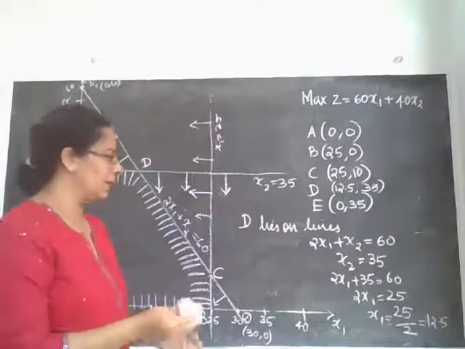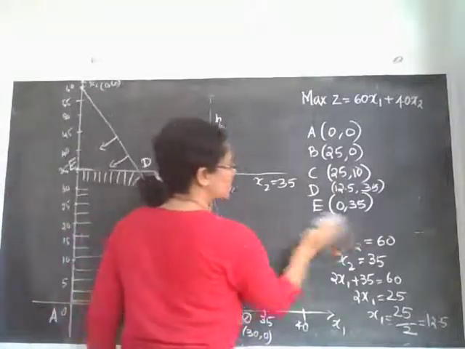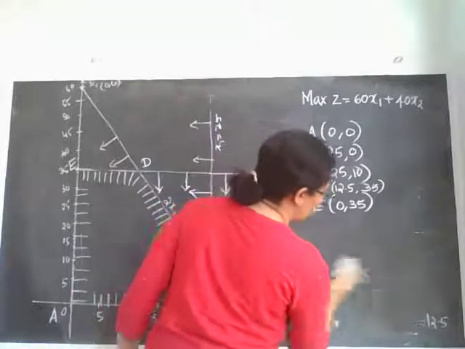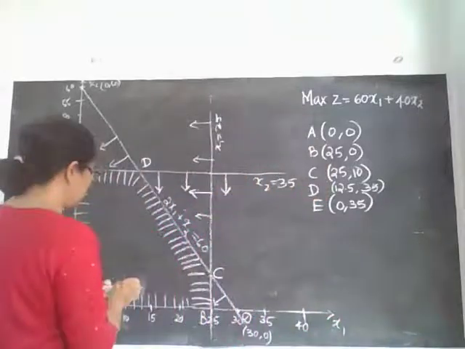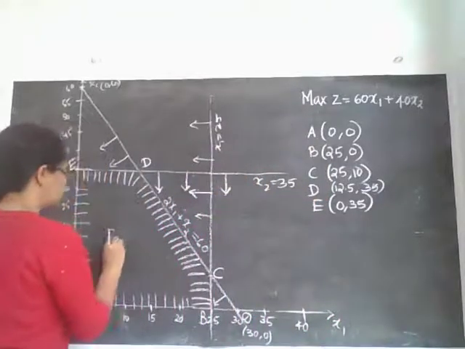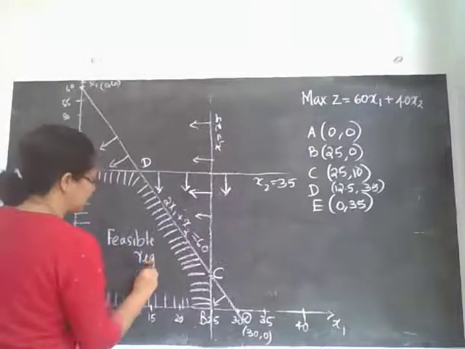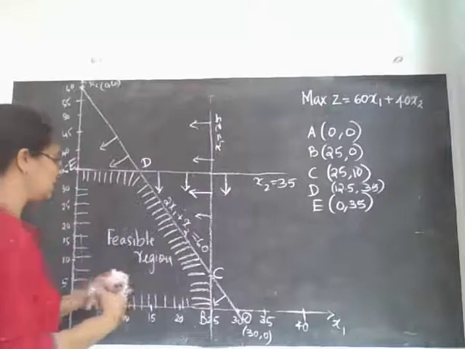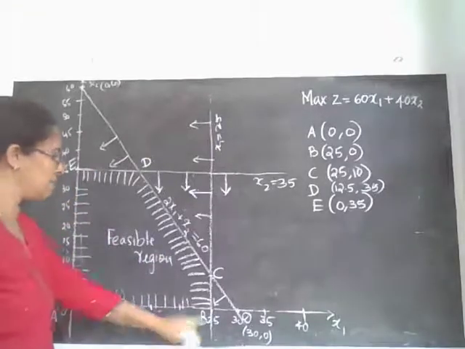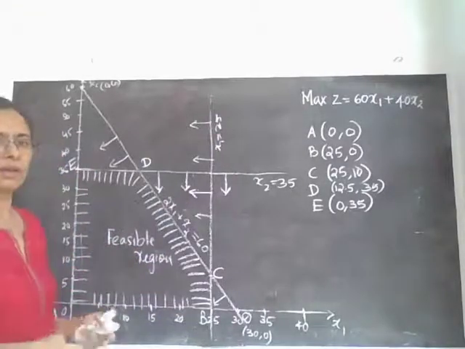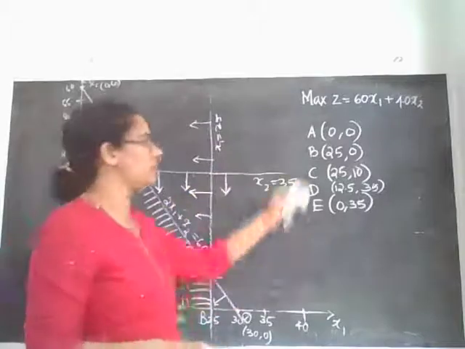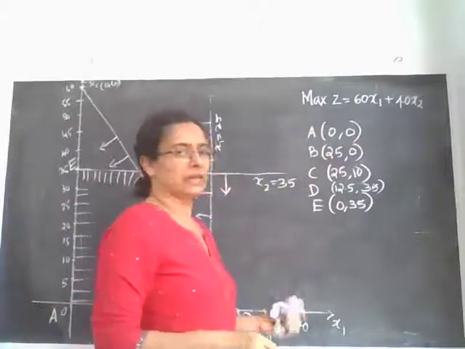Now we will check the objective function. This is the feasible region, bounded by the points A, B, C, D, and E. So you got those points. Now you will substitute these points in Z.